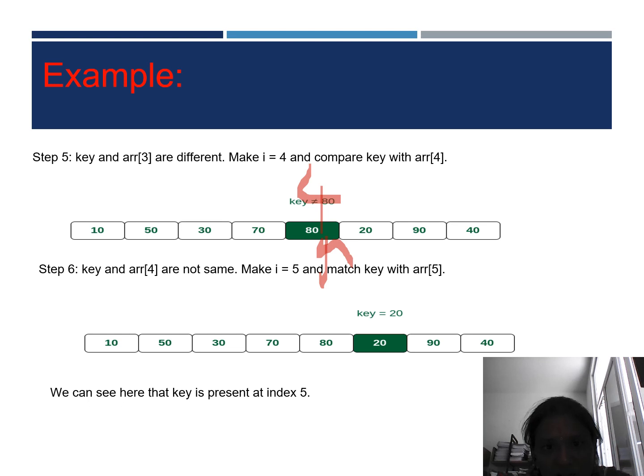So is 80 equal to 20? No. So it moves to the next index position 5. Is 20 equal to 20? Yes, we got an output. So it returns the index value as 5. We reached the destination.